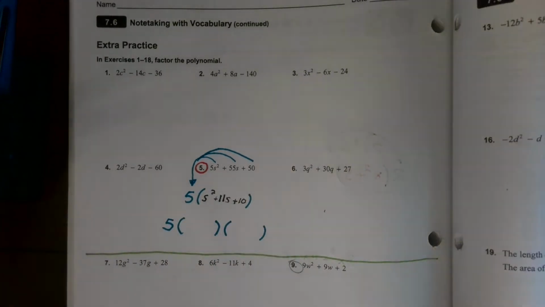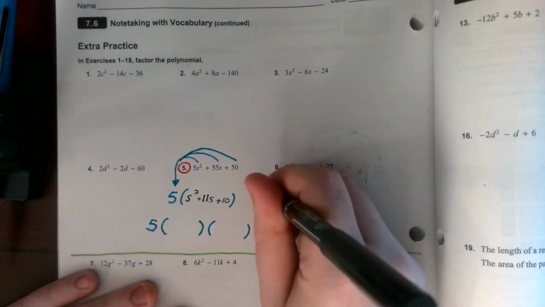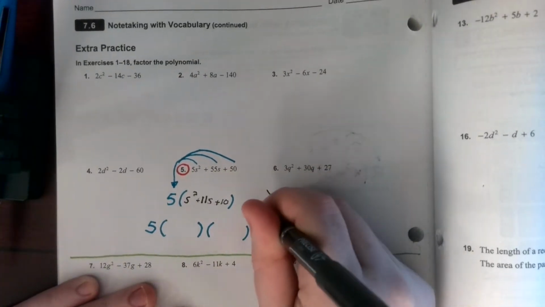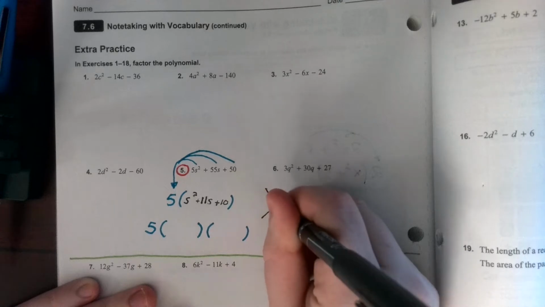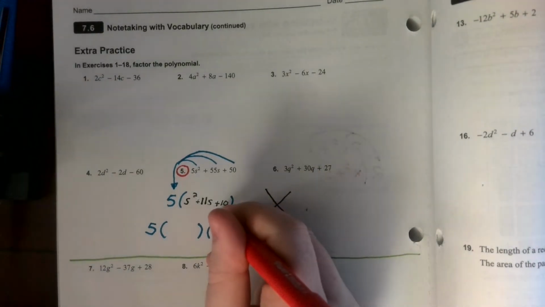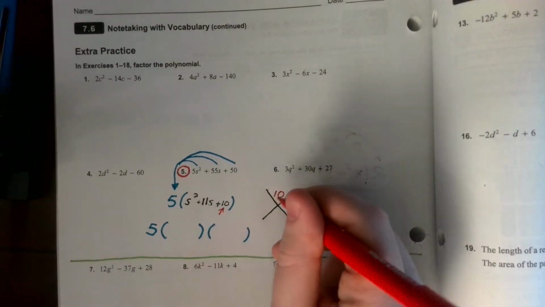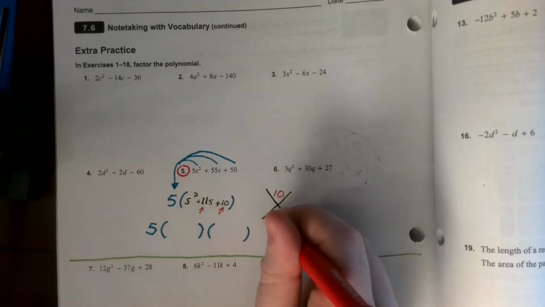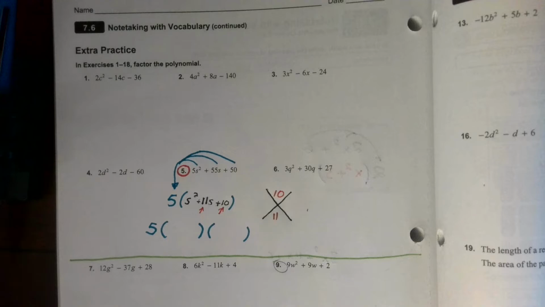In order to factor something like this, we will use the simple factoring method that we learned in 7.5. In 7.5, we learned that the last term is going to go on top, so our last term is 10. Our middle term is going to go on bottom, that's 11. So what multiplies to make 10 and adds to make 11?